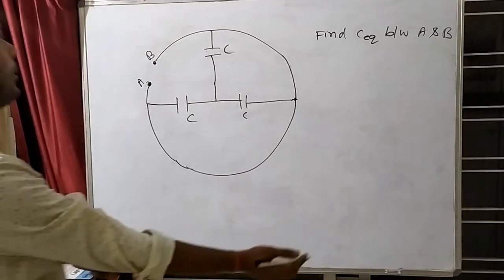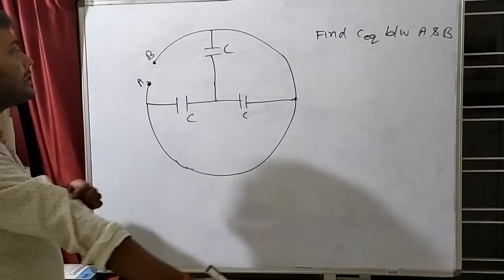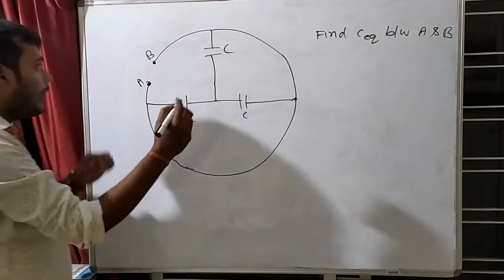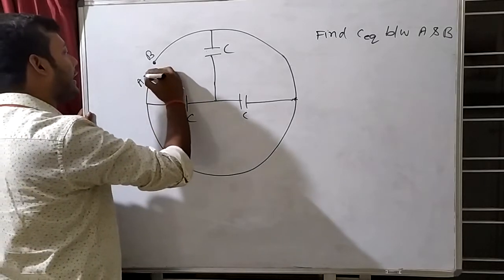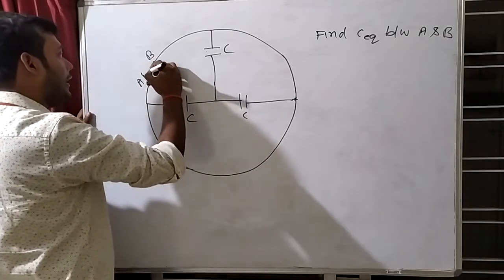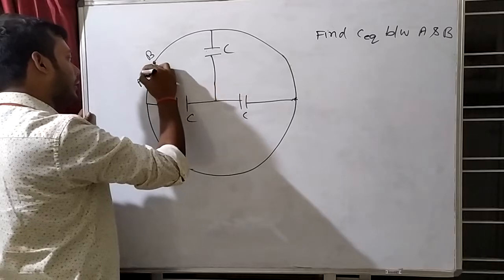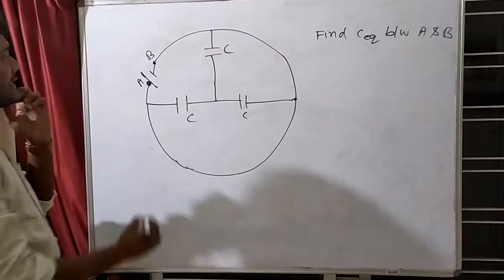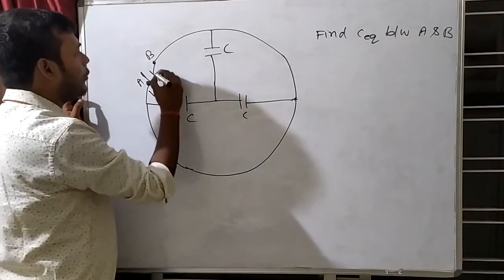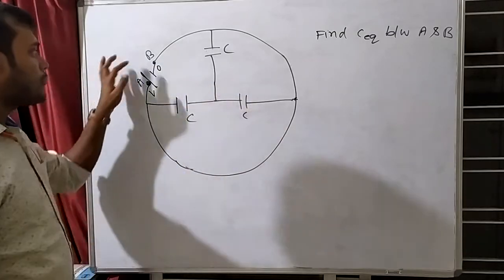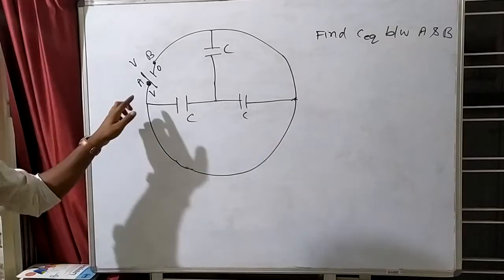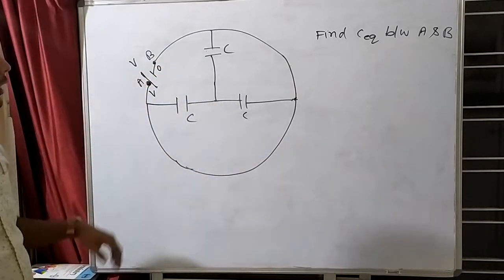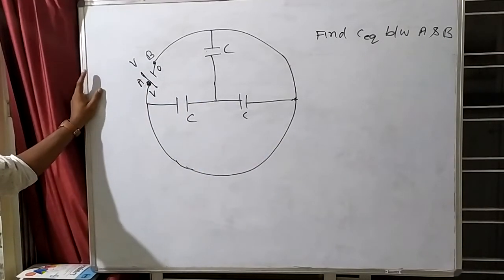Okay, how will we find the equivalent capacitance between point A and B? See here. Let's say this point is A, this point is B. So what I will do? I will connect an imaginary cell here. Let's say this point's potential is V volt and this is 0 volt. That means what is the potential of this cell? V volt. So what is the potential difference? V and 0, that means V volt is the potential difference. Clear?